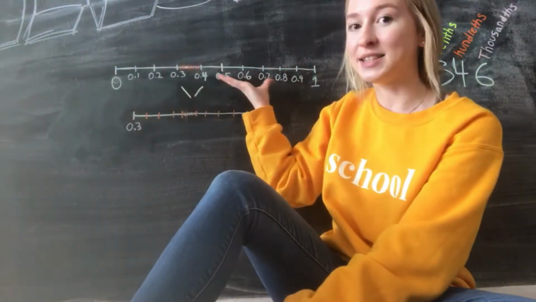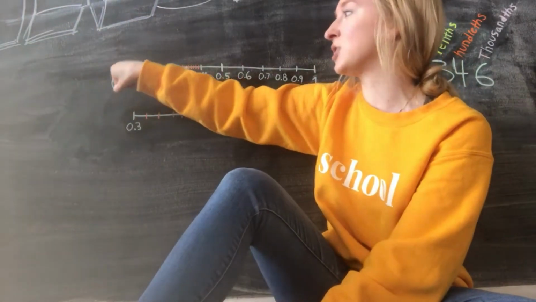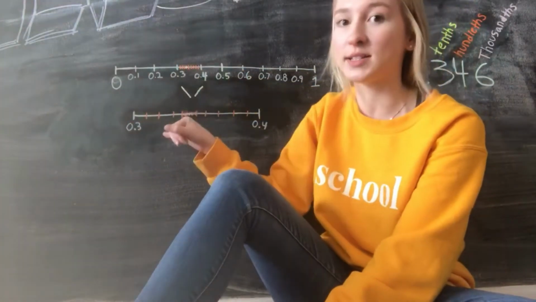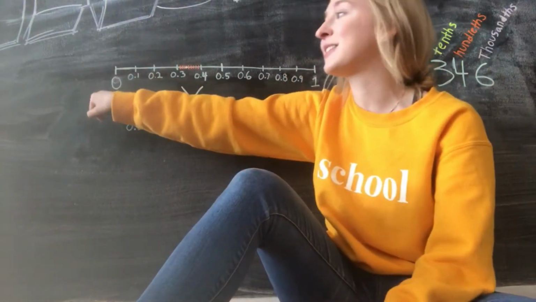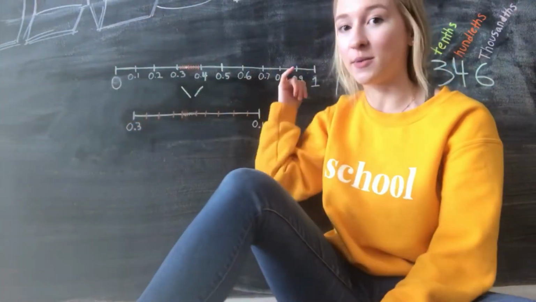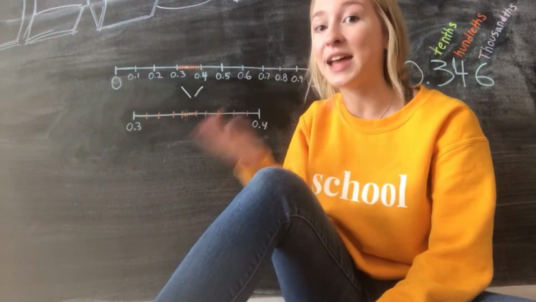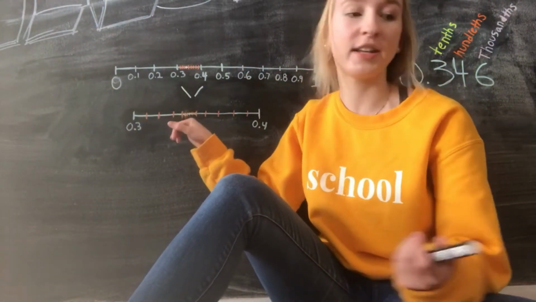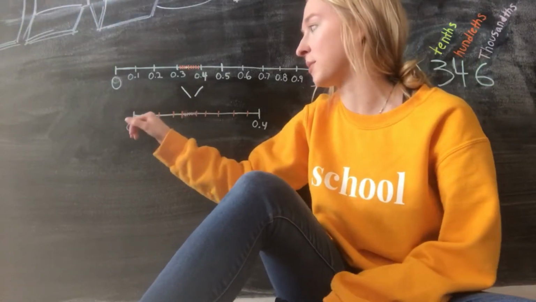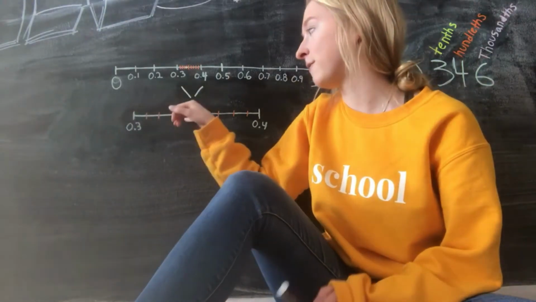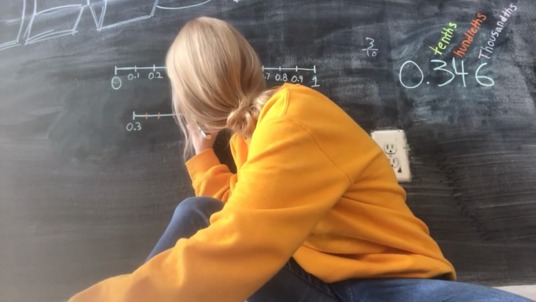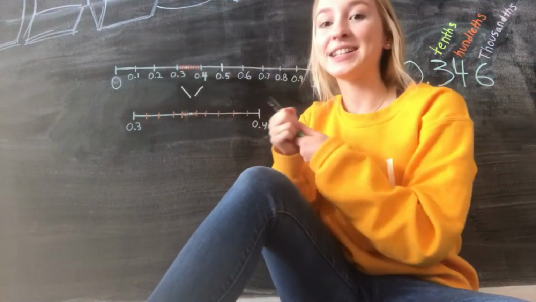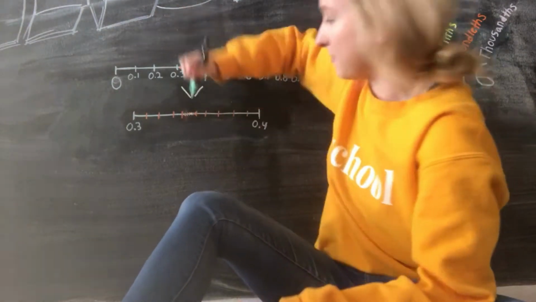If you look back to this one and think, if in between each of these 10 sections there were 10 more sections, and in between those 10 sections there were 10 more sections, that means there would be 1,000 lines in between the 0 and the 1. And that's where we get thousandths from. So if we look here, our number is 0.346. We're already at the 0.3, 0.4, and then count up 6 more little lines. And that's the most exact that our answer can be, right here.